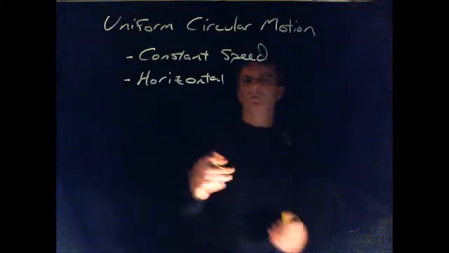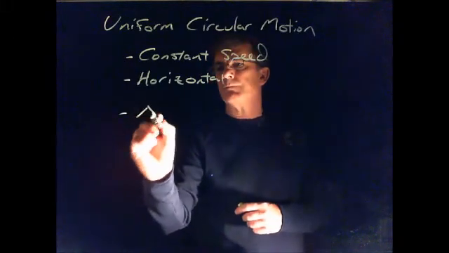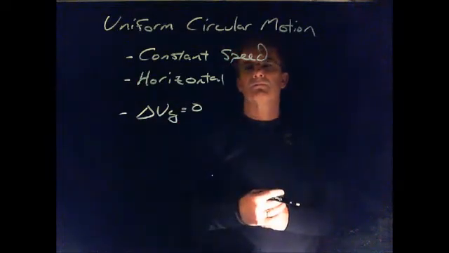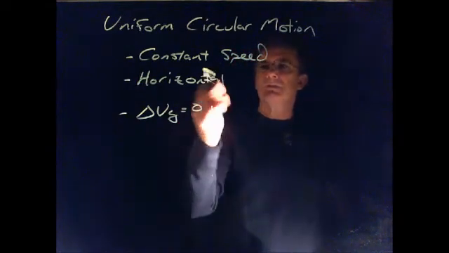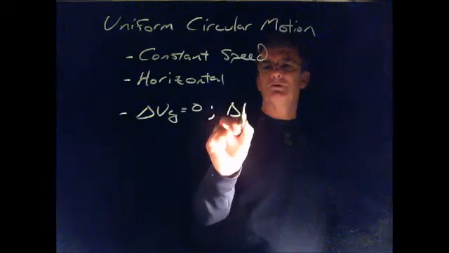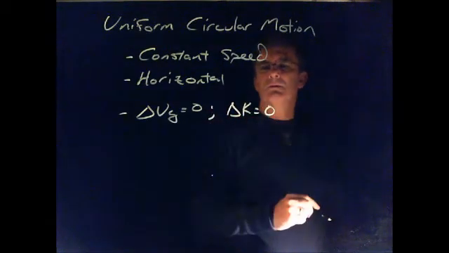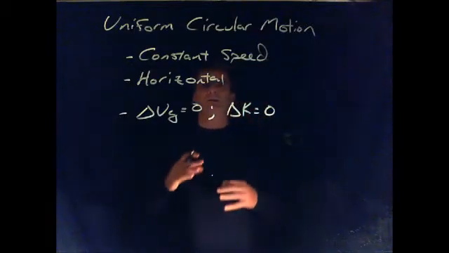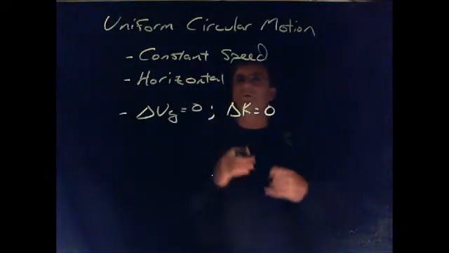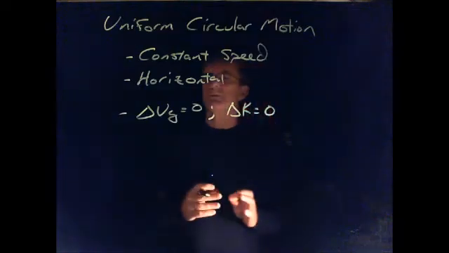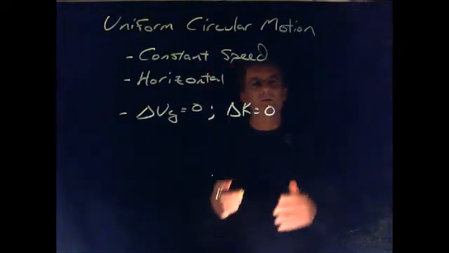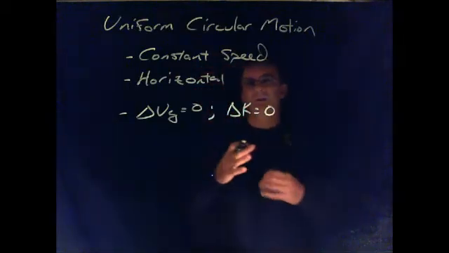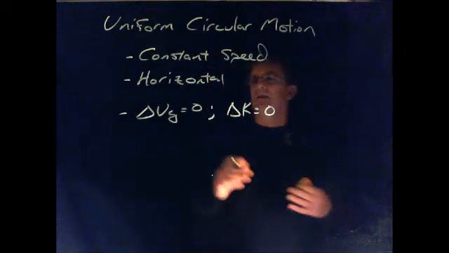If it's moving in a horizontal circle, our change in gravitational potential is 0. If it's moving at a constant speed, our change in kinetic energy is 0 because our velocity is the same. And so we really don't have energy considerations with uniform circular motion. It does have energy, it does have a velocity, so it has some kinetic energy, but it's not changing.